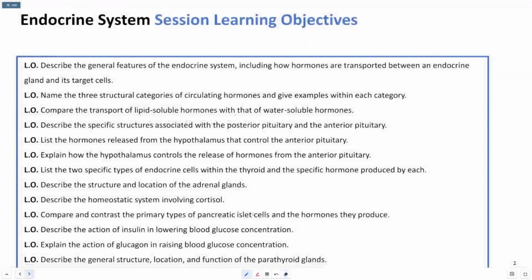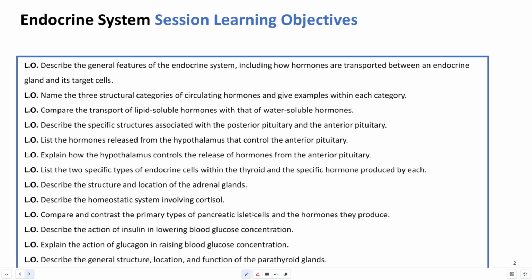Endocrine system. Endocrine system session learning objectives. Describe the general features of endocrine system, including how hormones are transported between an endocrine gland and its target cell. Name the 3 structural categories of circulating hormones and give examples within each category. Compare the transport of lipid-soluble hormones with that of water-soluble hormones.